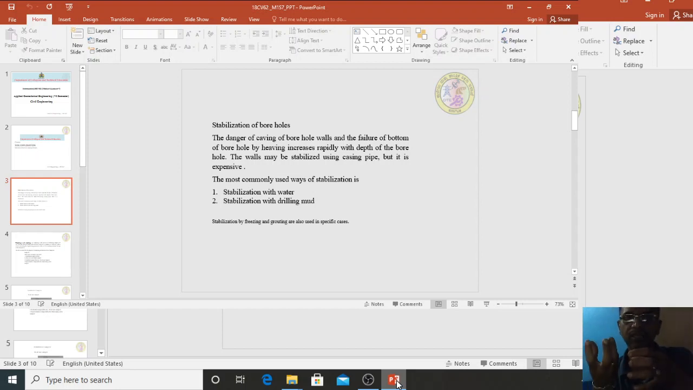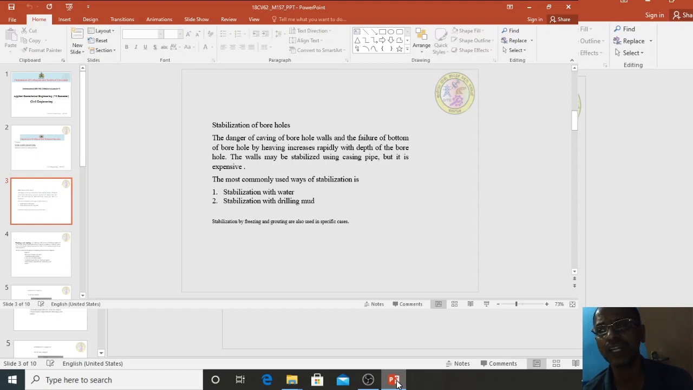Second thing is the self-weight of the water; the density of water is 1. The self-weight of the water pushes the soil in the downward direction. Therefore, the heaving of the soil will be prevented, and thereby stabilization of the borehole is achieved. So, this is by using the water circulation method.